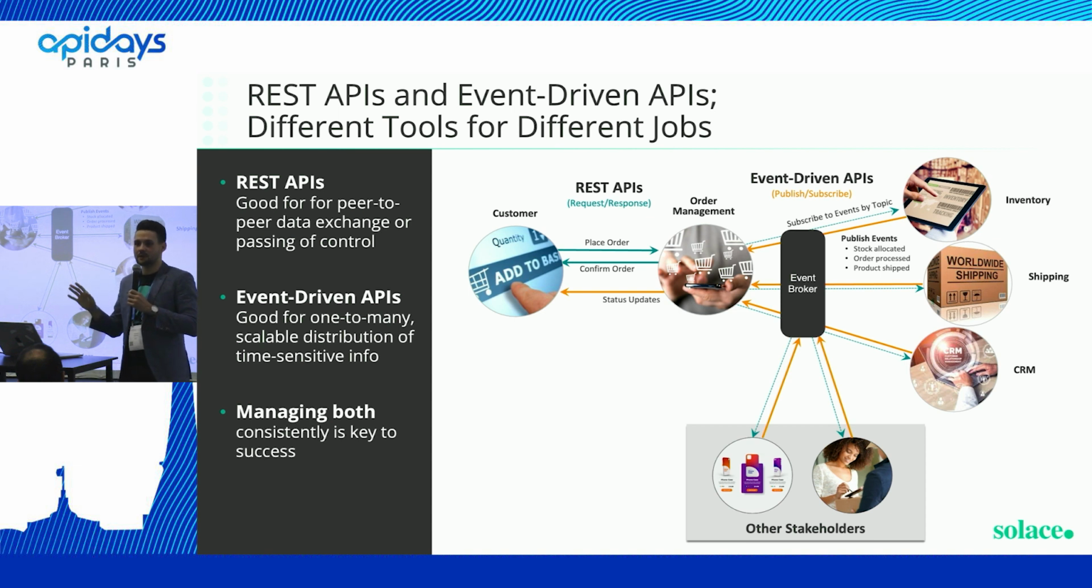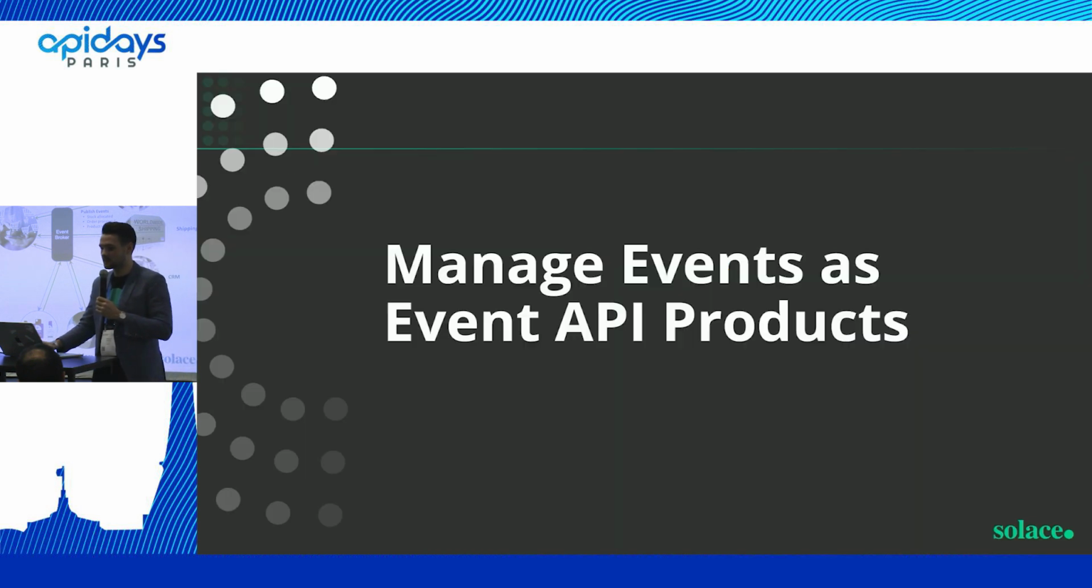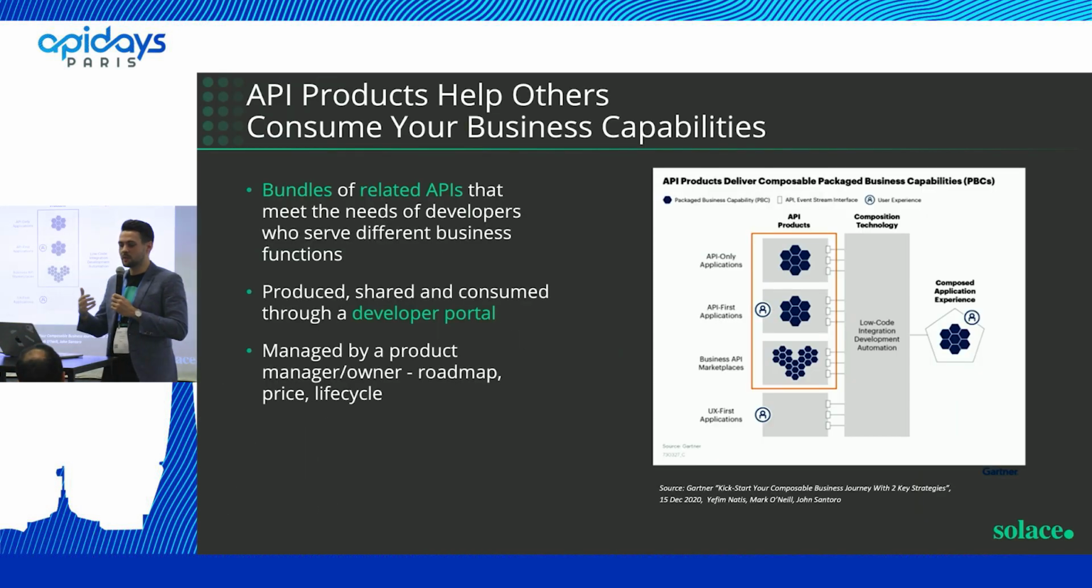In theory, it sounds great. Of course, there are a lot of challenges. How do we ensure that we have everything from the content perspective in the event that all these consumers need, etc.? So the big question is, how do we manage these events? We believe a good idea is to manage the events as event API products. You all know asynchronous API products, and an event API product is pretty much the same.